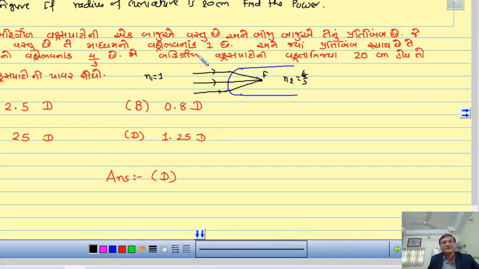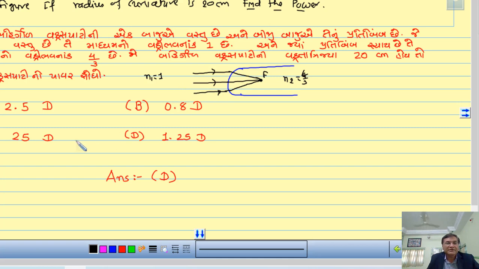So here one figure is there, and one side refractive index is n1 and the other is 4/3. Rays parallel, if they focus here, what is the power? Find the power. Okay. I have done a bit of translation, so English students can also understand what the problem is.